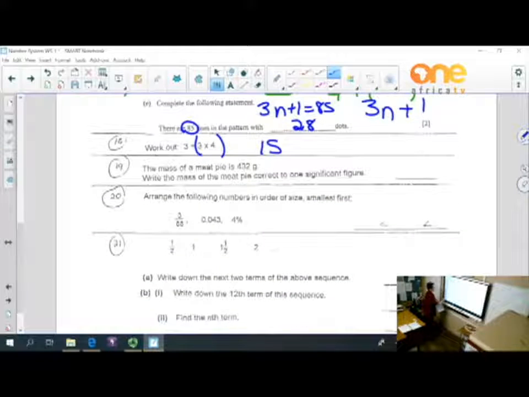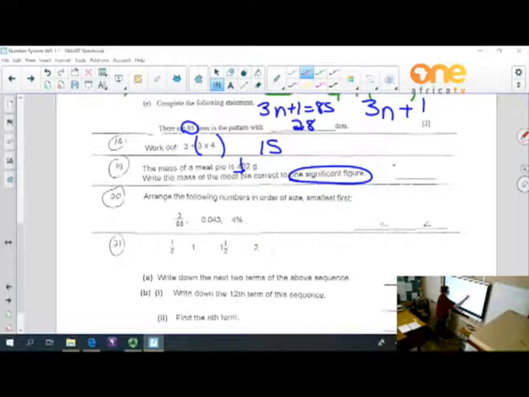Question 19. The mass of a meat pie is 432, correct to one significant figure. So what does that mean? Write the mass correct to one significant figure. This is where one significant figure is. So will the 32 influence that one? No, because it's not more than half. But I need to keep the place value. You can't throw that away. It's not 4. I must keep the place value. This was 1,000 there.